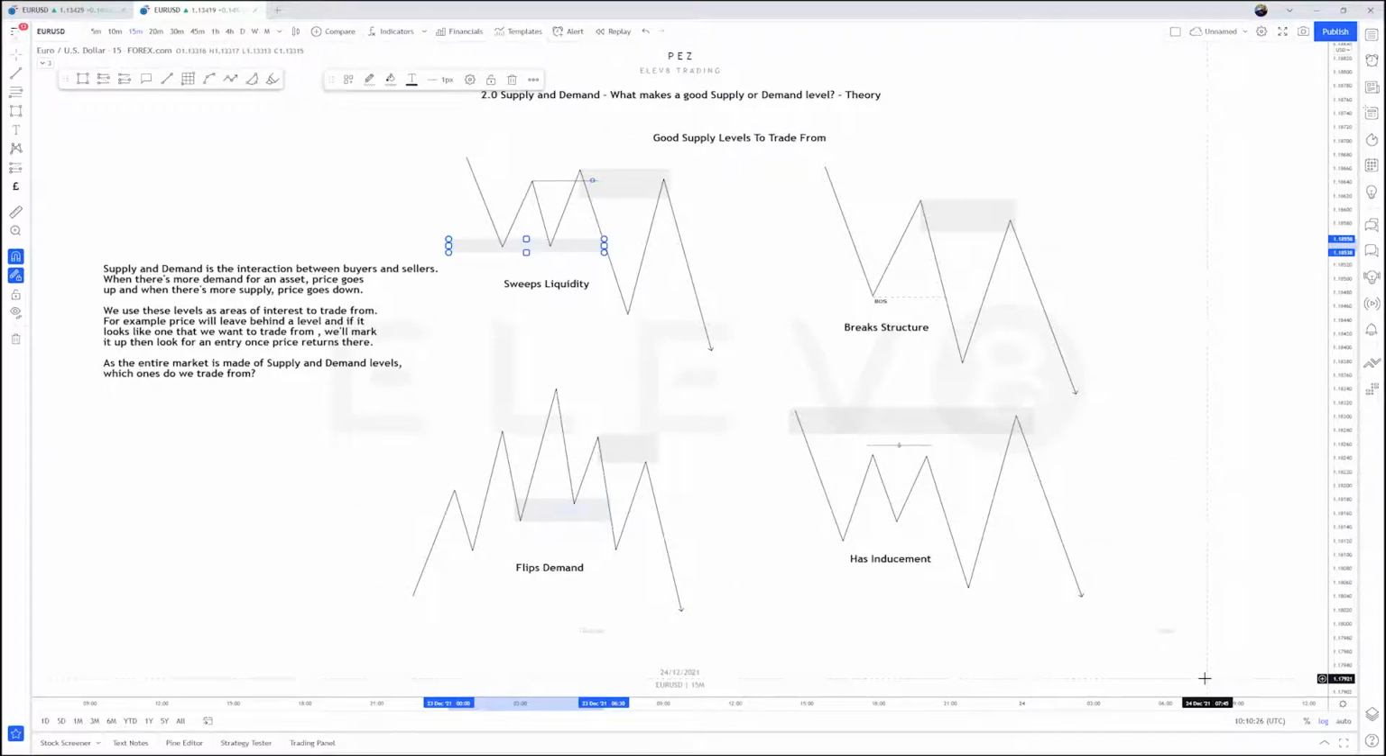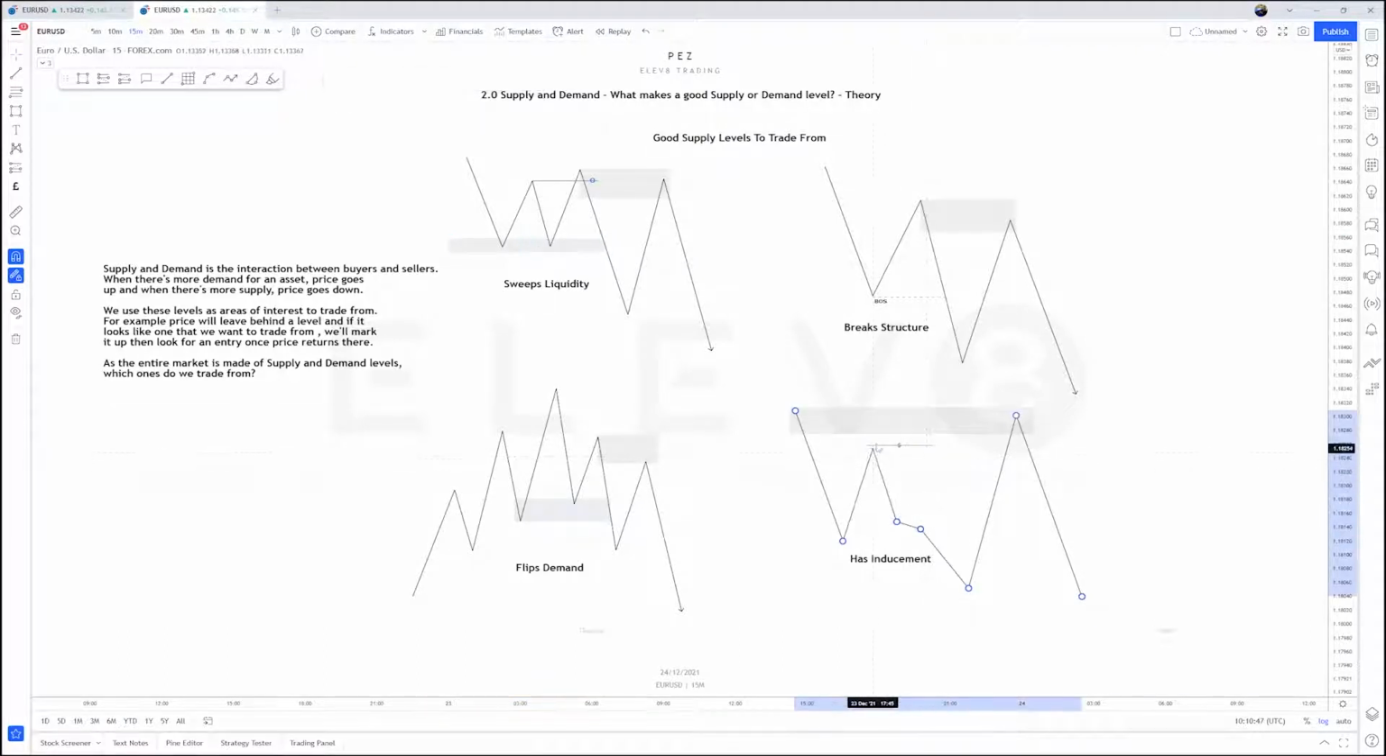And the final one here has inducement. So this supply level is created from something above, comes down, creates this inducement below it. So inducement is always a good sign, because what it means is there's stop losses above these levels. So it doesn't have to be equal highs, it can be just a single high like this below the demand level. And this means that there's early sellers being induced here.